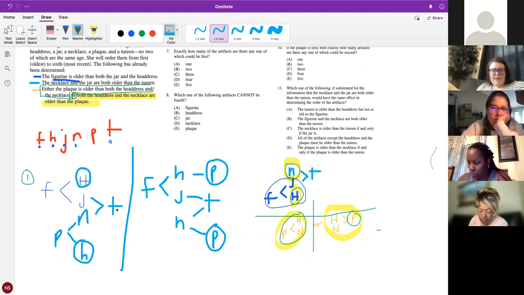And then I'm going to count my letters up really quickly where I have F, H, J, N, T, P: 1, 2, 3, 4, 5, I have 6. So what's nice is I don't have any floaters in this, right? I have all of my relationships going on.